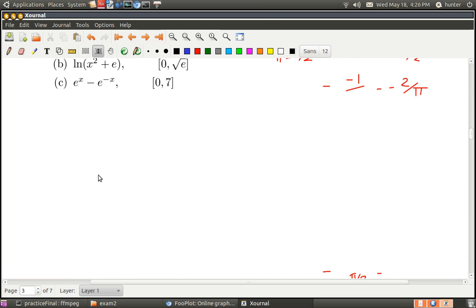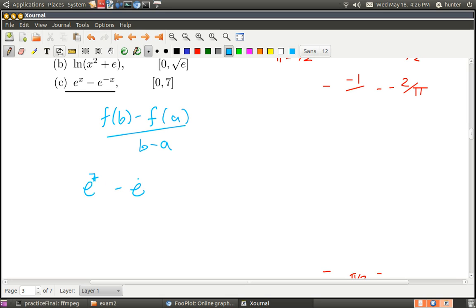Alright, so here's c. Okay, so maybe I can do c in this color. So let me write the formula down again. f of b minus f of a divided by b minus a is the formula, right? So I just need to use it here. So what have I got? I've got e to the 7 minus e to the minus 7. Okay, so I just plugged in 7, and now I've got minus e to the 0 and quantity minus, so this becomes a plus e to the 0.